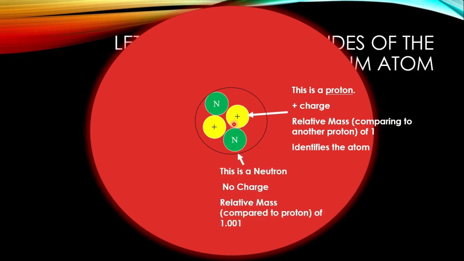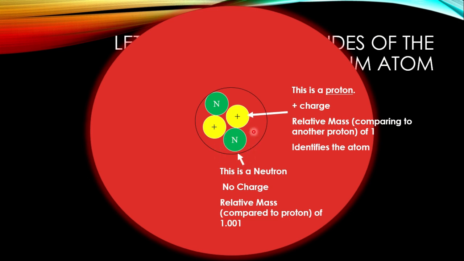Another subatomic particle inside the nucleus is the neutron. So meron tayo ditong dalawa. So this is a neutron. Coming from the word neutral, wala siyang charge. It has a relative mass of 1.001. Ibig sabihin, yung bigat ng isang neutron at bigat ng isang proton ay halos magkapareho lang.